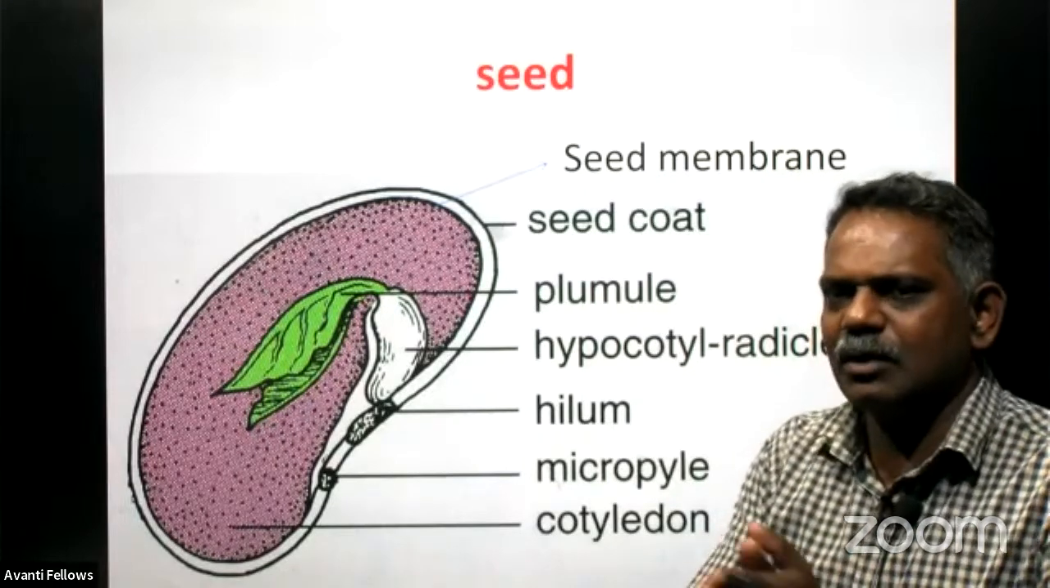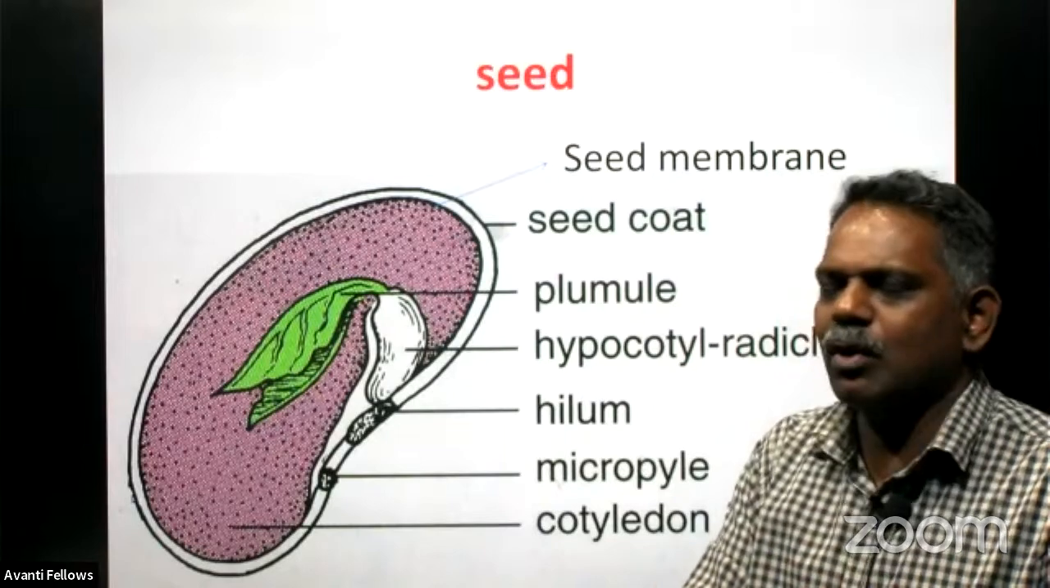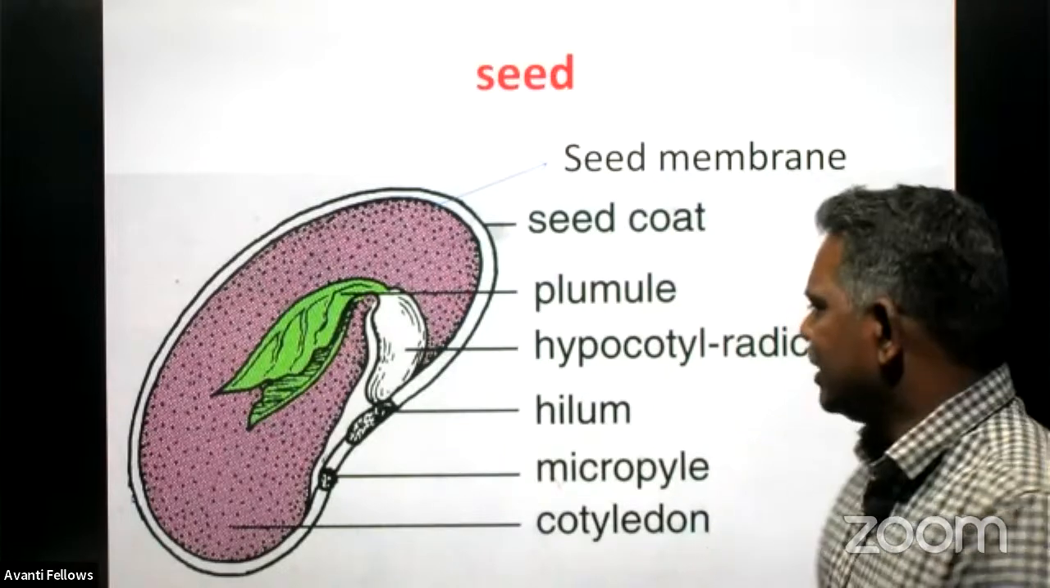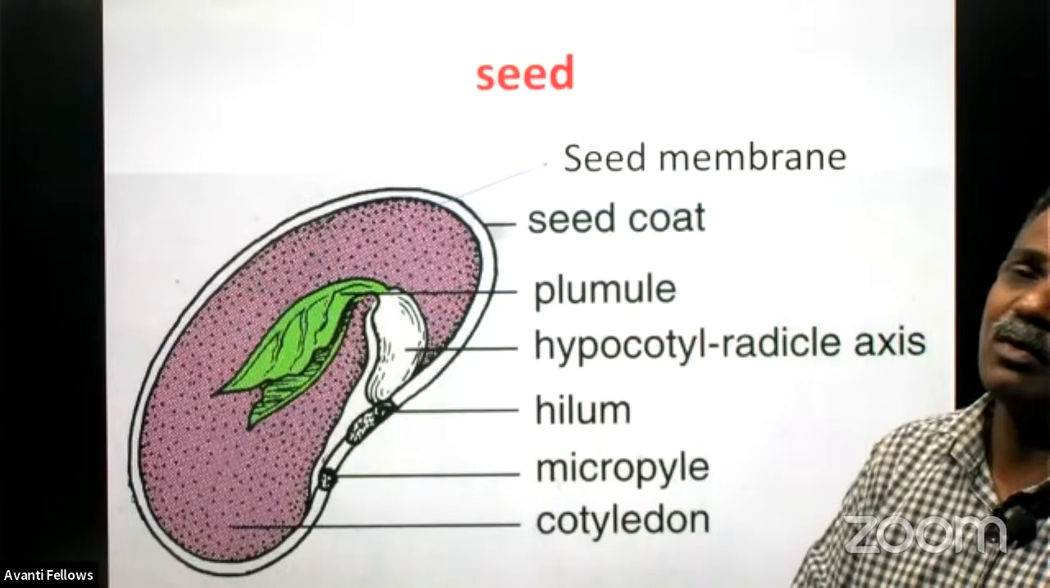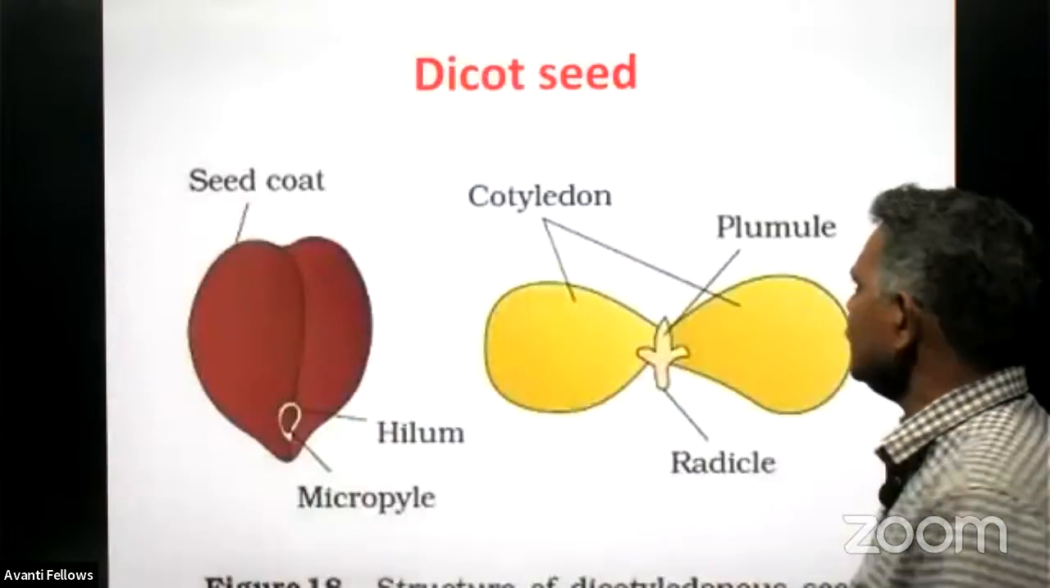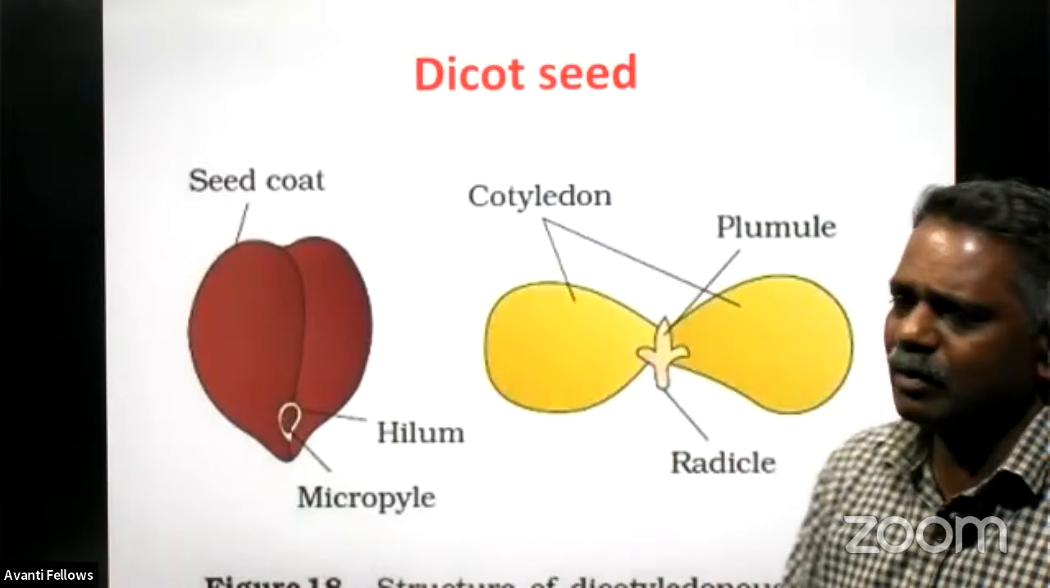And because of that only, it's called monocot, a monocotyledonous plant. If it has two cotyledons, we call it a dicot plant or dicotyledonous plant, right? This is the dicot seed.